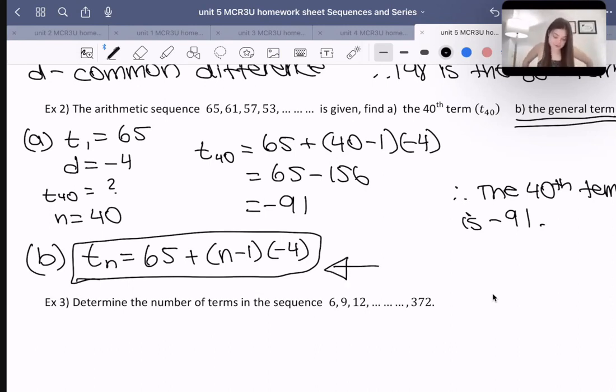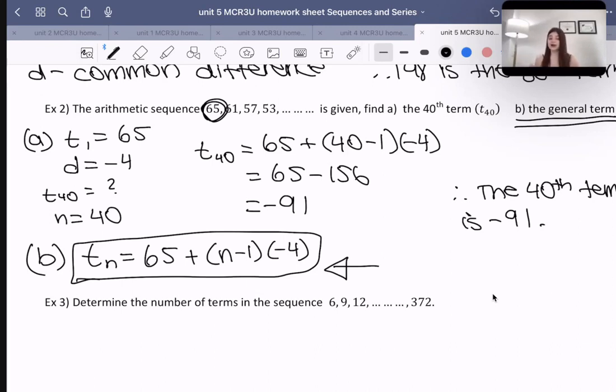Because the first term of the sequence never changes. It's always 65 in this case. Same with the common difference, it never changes. It's always negative 4 every single time in this case. The only thing that changes is the term we're finding. Are we finding the 40th term? Are we finding the millionth term? Are we finding the 5th term? Are we finding the 10th term? Which term exactly is it that we're finding? That's what changes. And that's the purpose of having this general term.